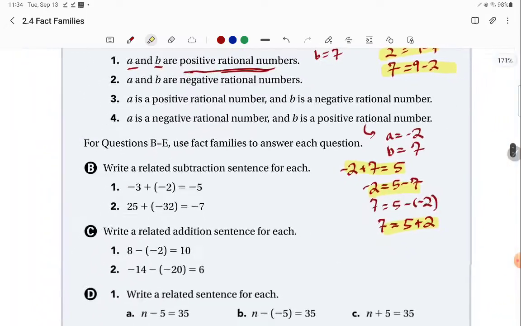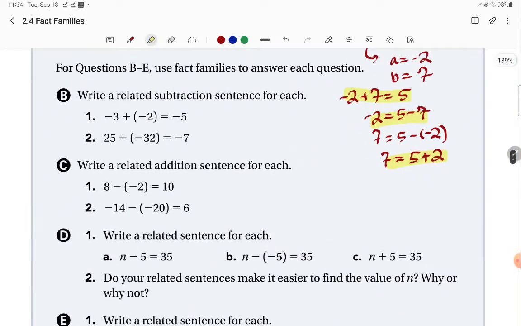Down here, you're doing the same thing, like on B. Write a related subtraction sentence for each, and you would do the same thing. Like this would be your A, this would be your B, this would be your C. So if we were to rewrite it, it would be, let's say, -3 is equal to -5 minus -2. Okay, that's one way to write it, where we leave the A, subtract the B over to the other side.